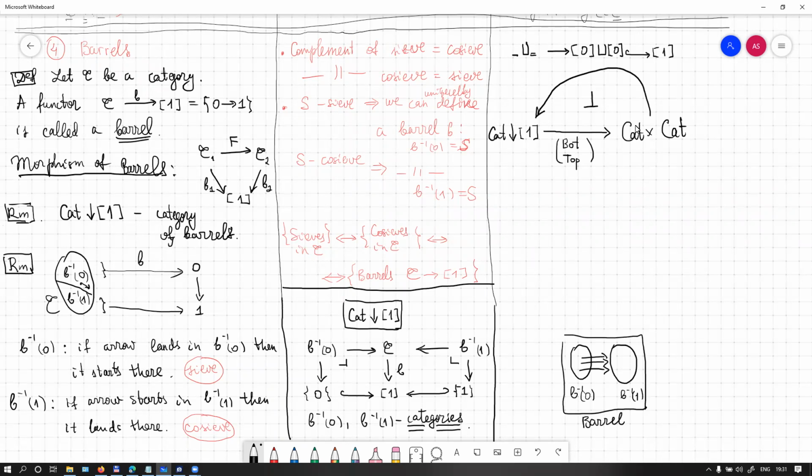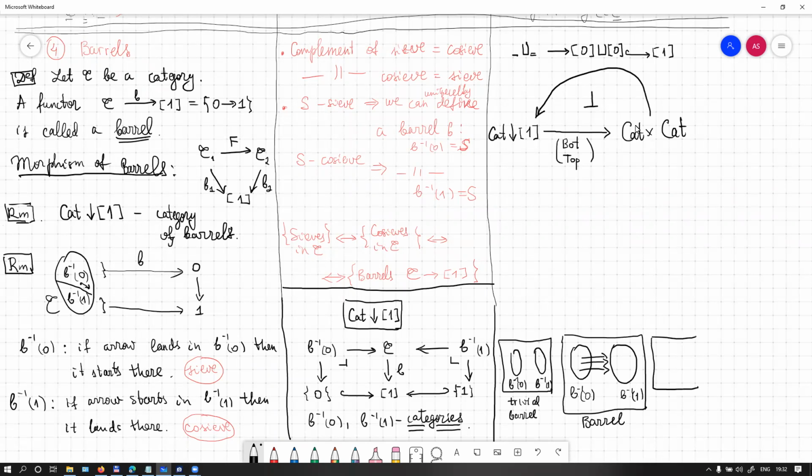Here, your first operation gives you the trivial barrel. So this will be your barrel, which has this and this. So it's pi minus 1 of 0 and pi minus 1 of 1. This is the trivial barrel. But there is another trivial barrel that we need to think about.